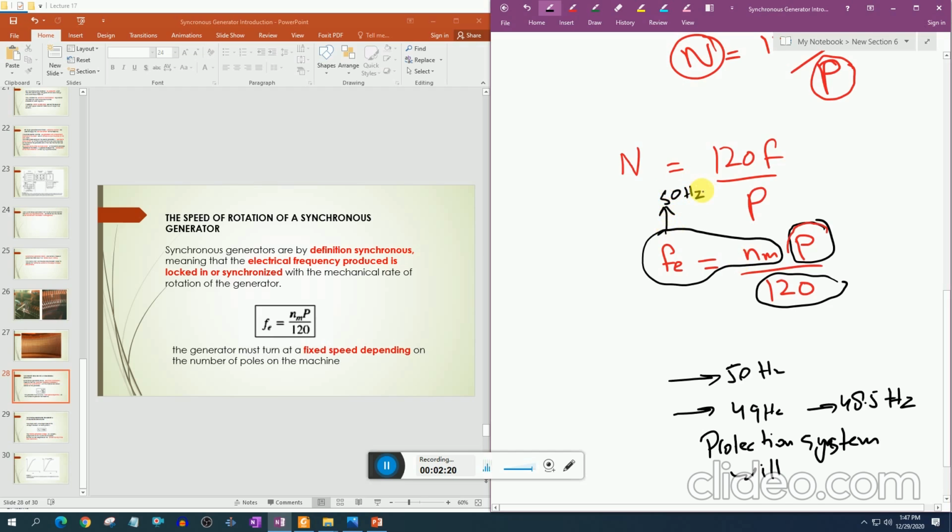And one important parameter is the load. As the load varies, more water is required to produce the same speed and the same frequency. So this is the working of the governor in power plants.